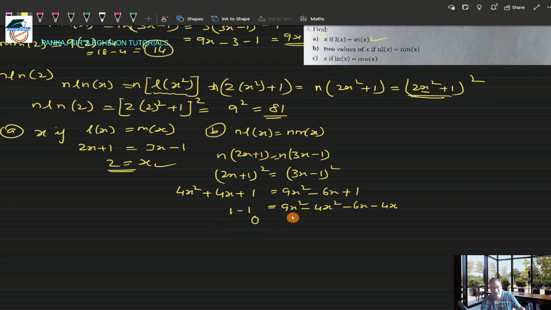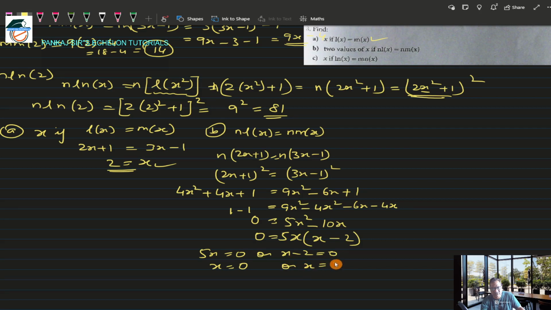So 0 equal to, this is 9x squared minus 4x squared which happens to be 5x squared, and this is minus 6 minus 4, which is minus 10x. Now if I take 5x common, 5x into x minus 2 equal to 0. Now this will give me either 5x equal to 0 or x minus 2 equal to 0. So 5x equal to 0 means x equal to 0 upon 5, that is 0, and x minus 2 equal to 0 will give me x equal to 2. So for question number 8b, I'm getting two answers for x, 0 and 2.